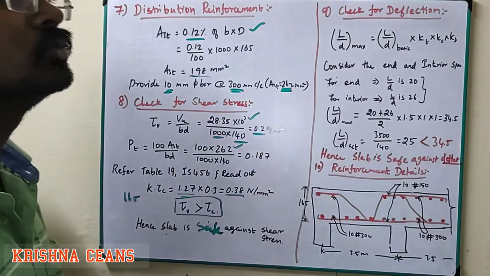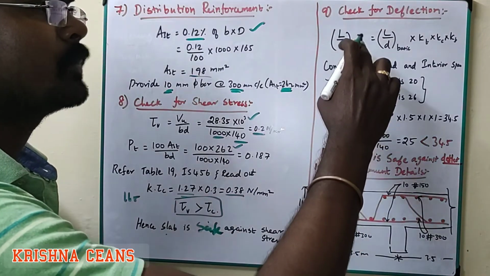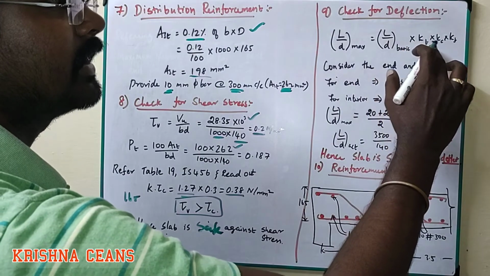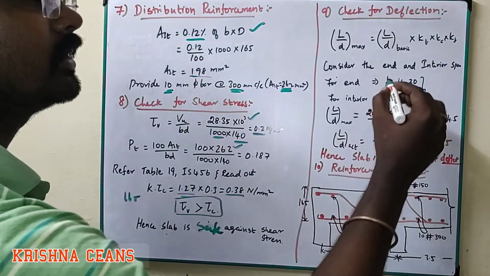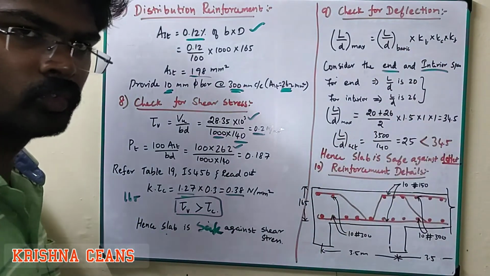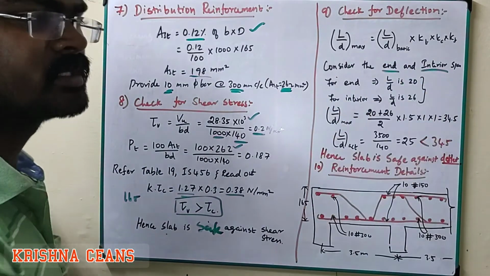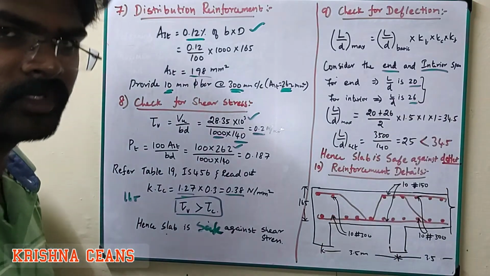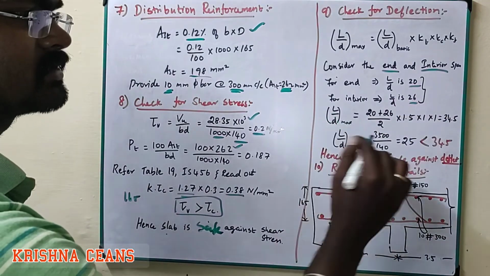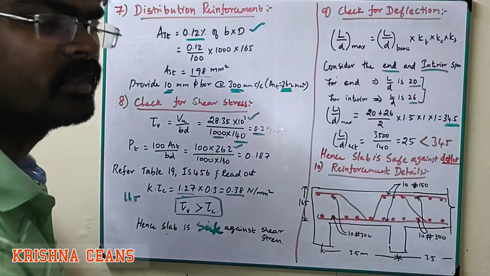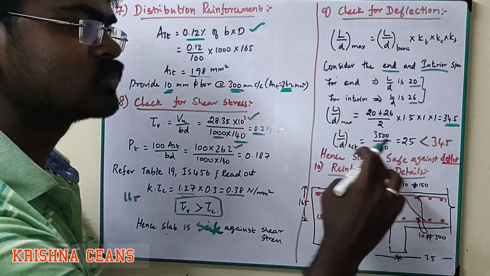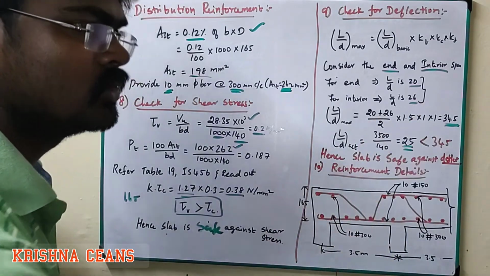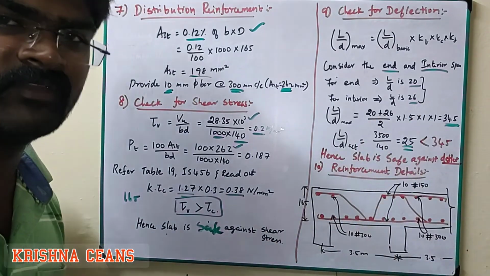So next we need to check deflection control, the maximum deflection against the actual deflection. The maximum is given by the formula L by d basic into Kt into Kc into Kf. Here we need to consider two places, one is the end and another one is the interior. So for the end we get 20, for the interior we get 26. So L by d max we got 34.5, then L by d actual we get 25. So your actual is 25, maximum is 34.5. So it is safe against deflection.